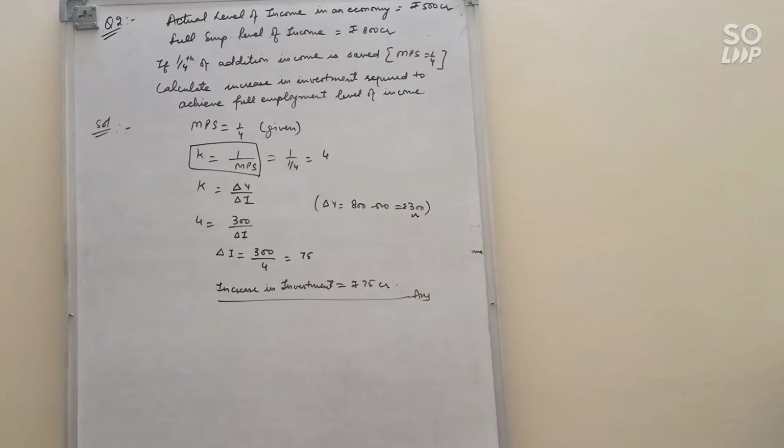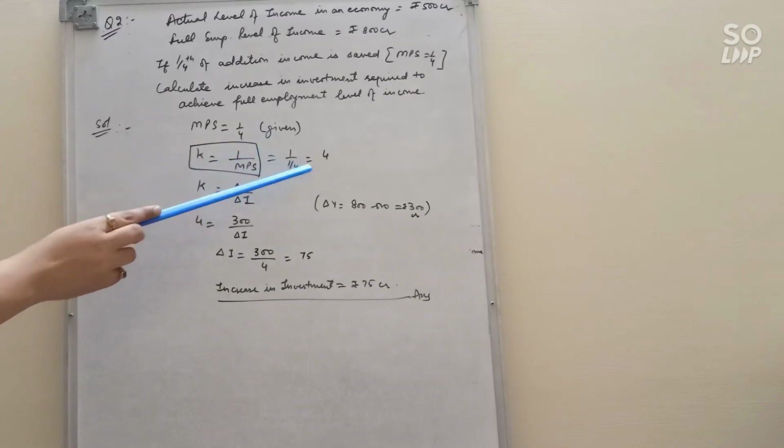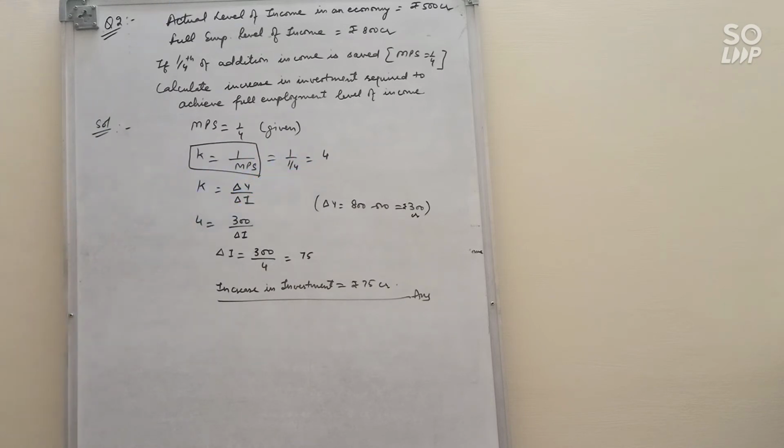Clear? Let's take another example. Actual level of income in an economy is rupees 500 crore. Full employment level of income is rupees 800 crore. And 1/4 of the additional income is saved, meaning MPS. So 1/4 is given. Calculate the increase in investment required to achieve the full employment level of income. Clear? So MPS is given in this question, that is 1/4. So we can use the formula 1 upon MPS to find out the multiplier. Put the value, 1 upon 1/4 is equal to 4. So the multiplier you are able to calculate.